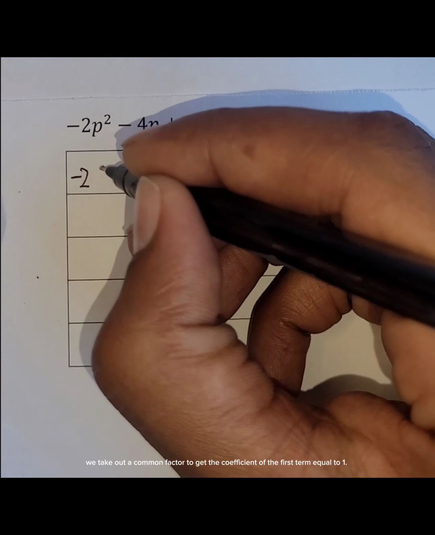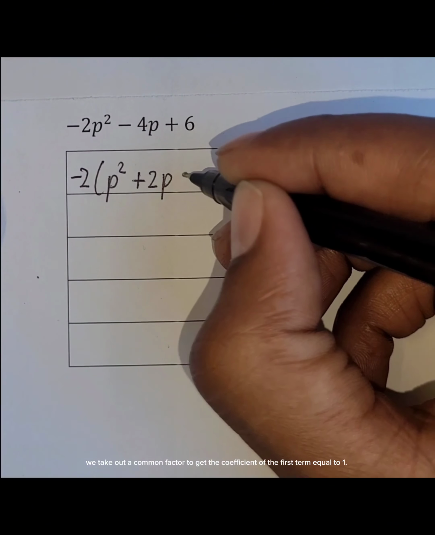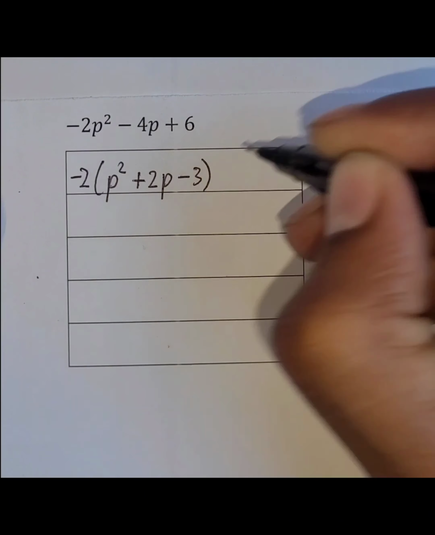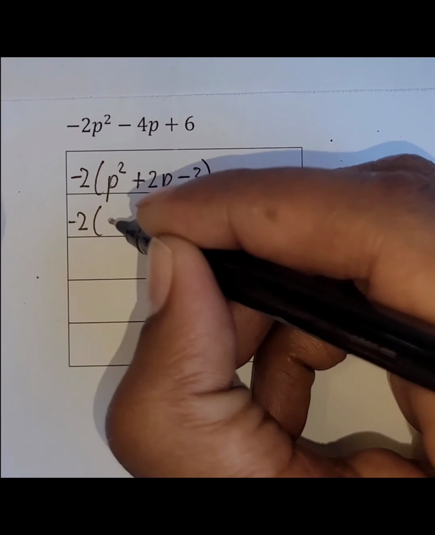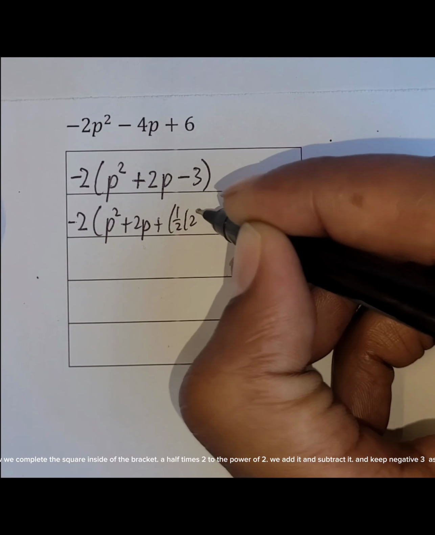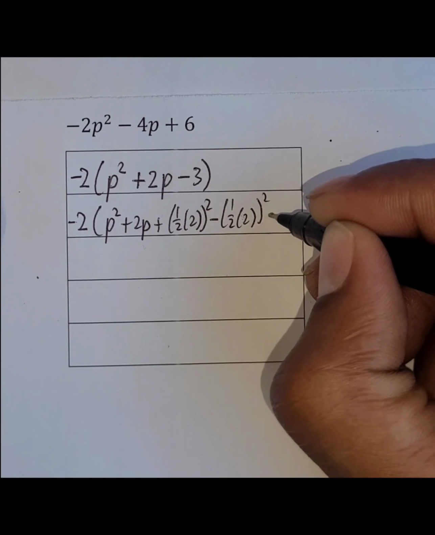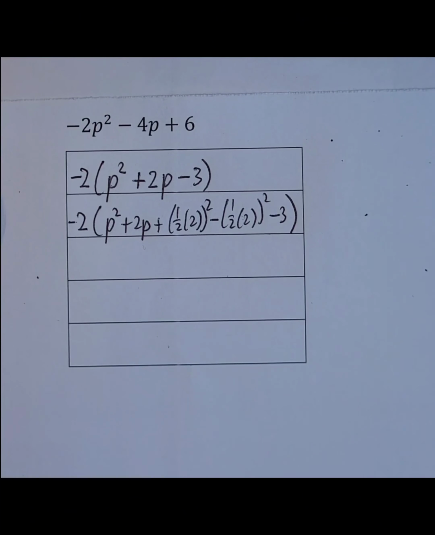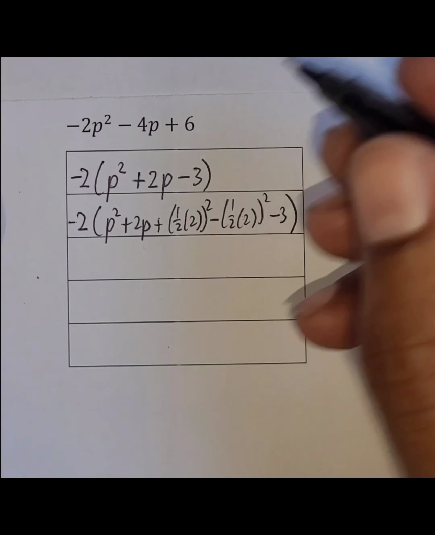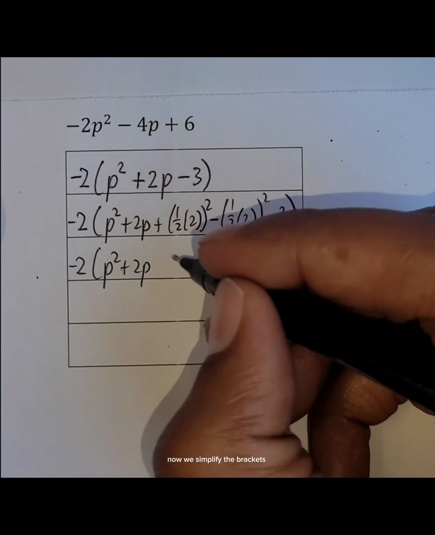We take out a common factor to get the coefficient of the first term equal to 1. Now we complete the square inside of the bracket. A half times 2 to the power of 2. We add it and subtract it, and keep -3 as is. Now we simplify the brackets.